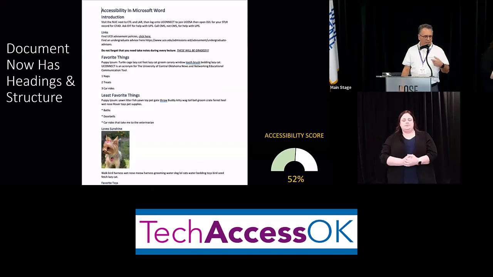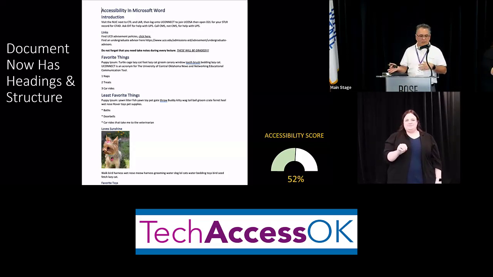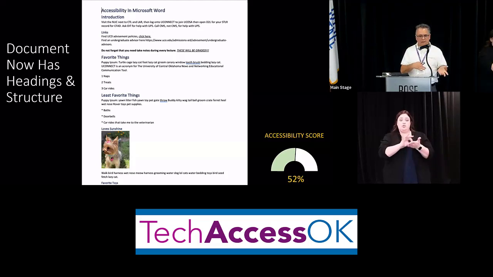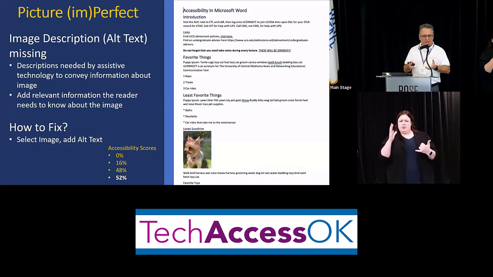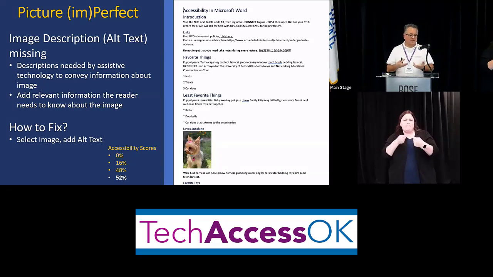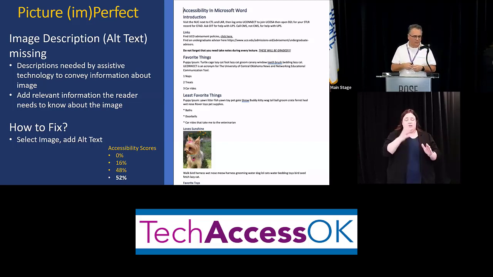So now we are looking at a document that pretty much looks like the same document as before. It now has heading structure, and we are at 52%. So continuing to make progress, the score has moved from red to green at 52%, but there's still work to be done. What's missing here is the picture is imperfect. It does not have alt text, the alternative text that tells the assistive technology what the image is, what it's about. It needs a description. Assistive technology is going to look for that, find that it's missing, and not be able to convey the information about this image to the person who is experiencing it and using that technology.